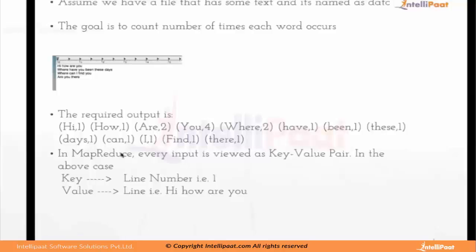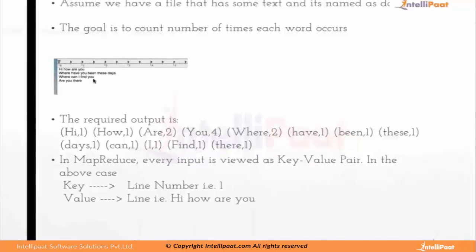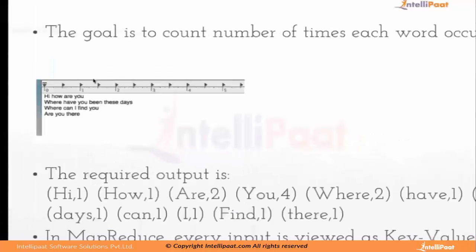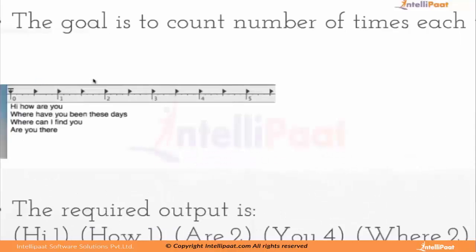So in MapReduce, what really happens is everything is key value pair. Everything is key value pair. So in this case, your line number is key by default and line is the value. So here you have 4 key value pairs. 1, hi, how are you? 2, where have you been these days? 3, where can I find you? And 4, are you there? These are the 4 key value pairs that you have.